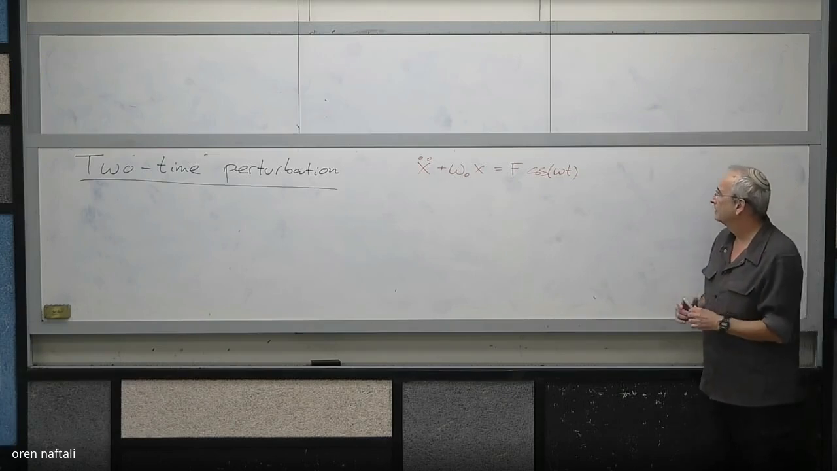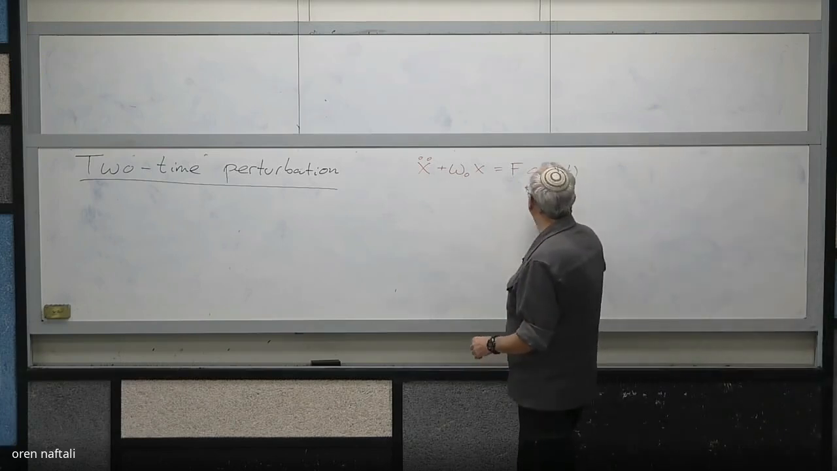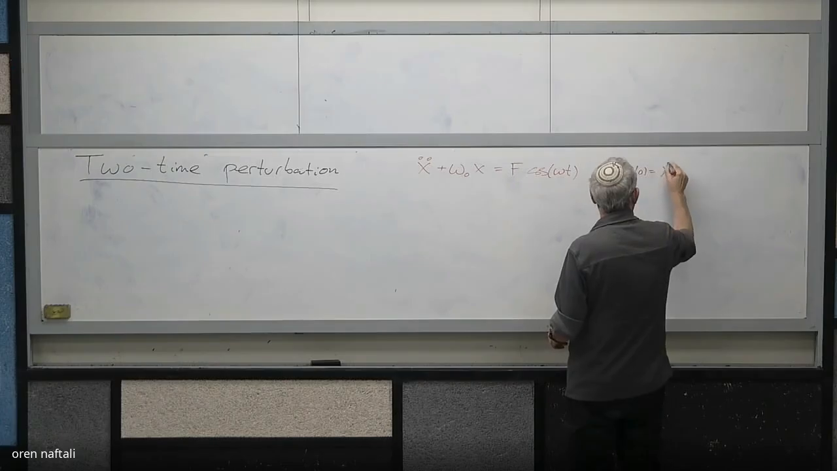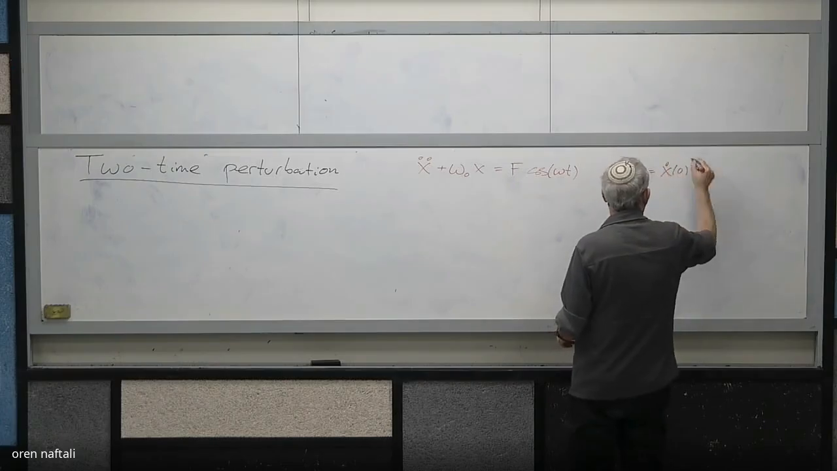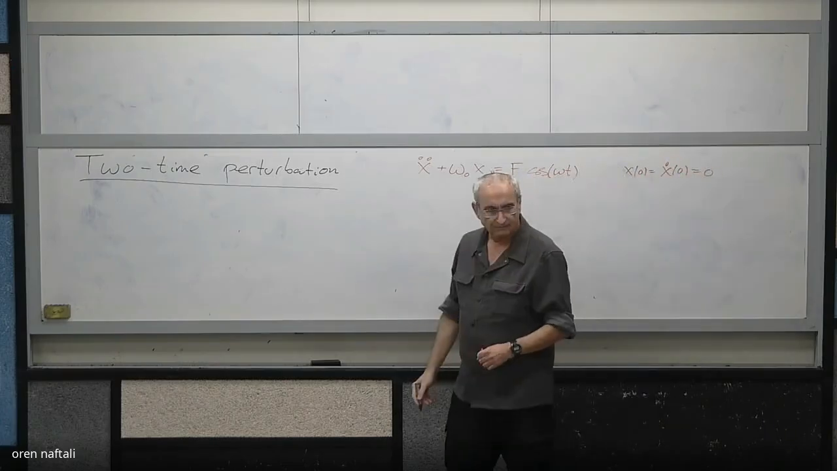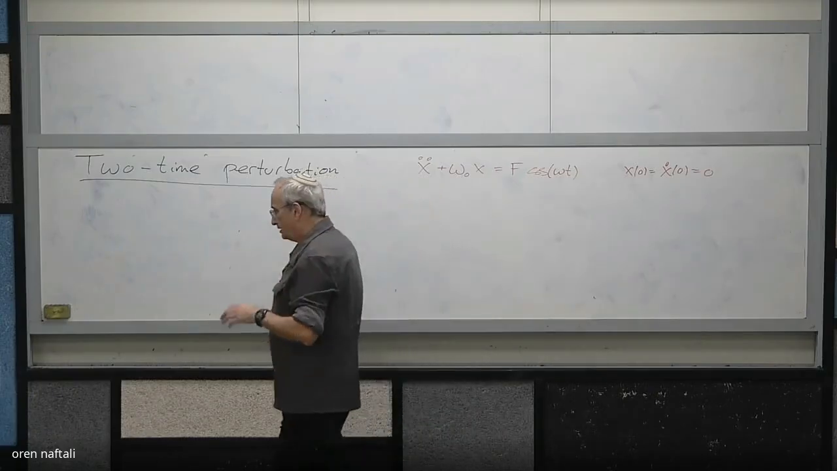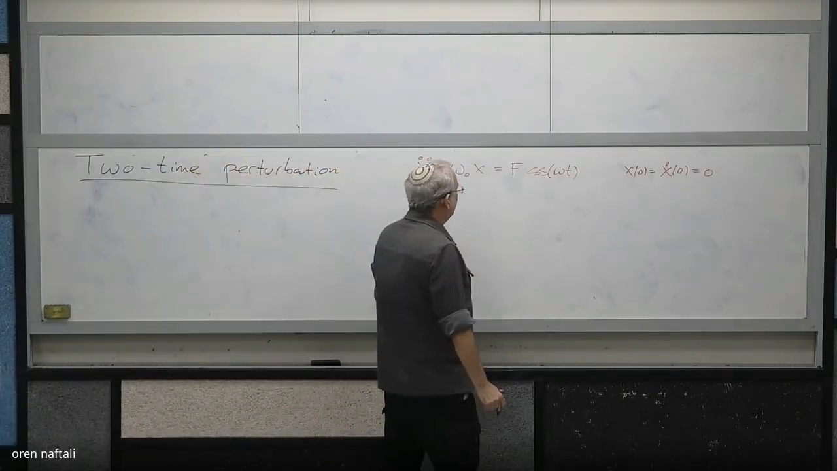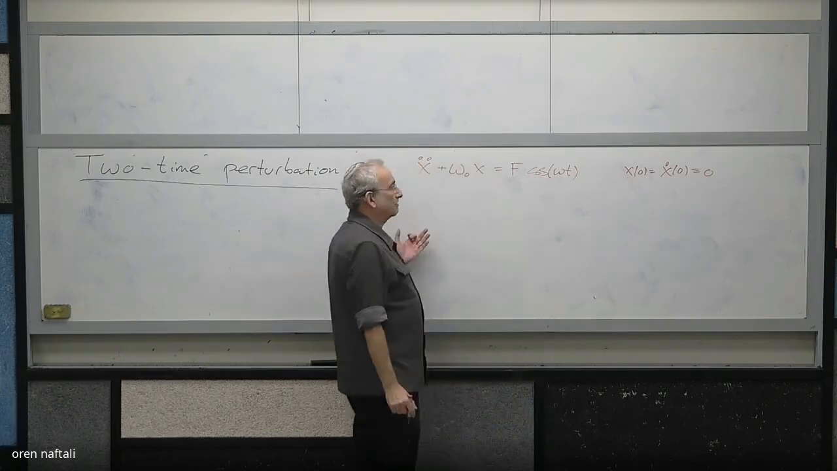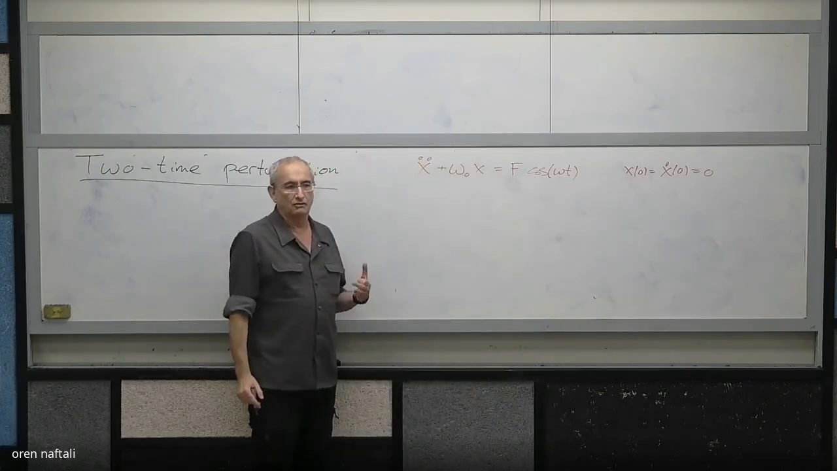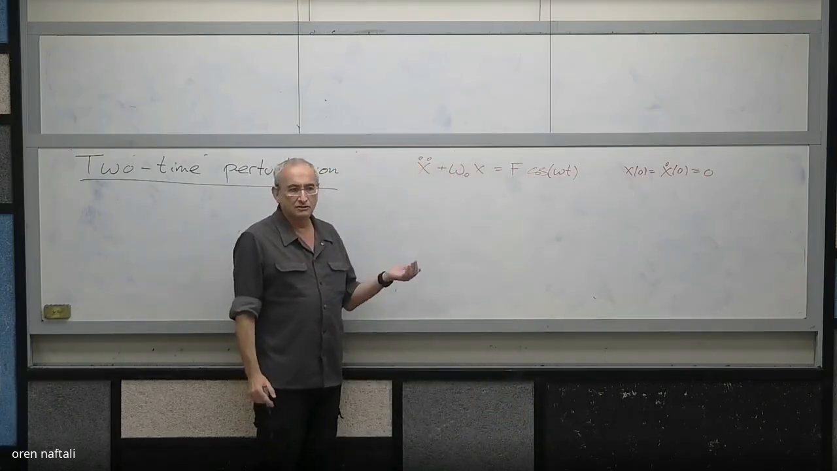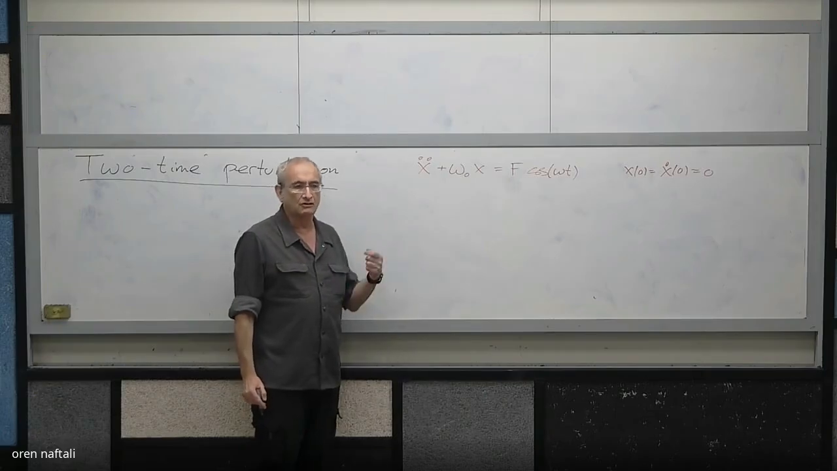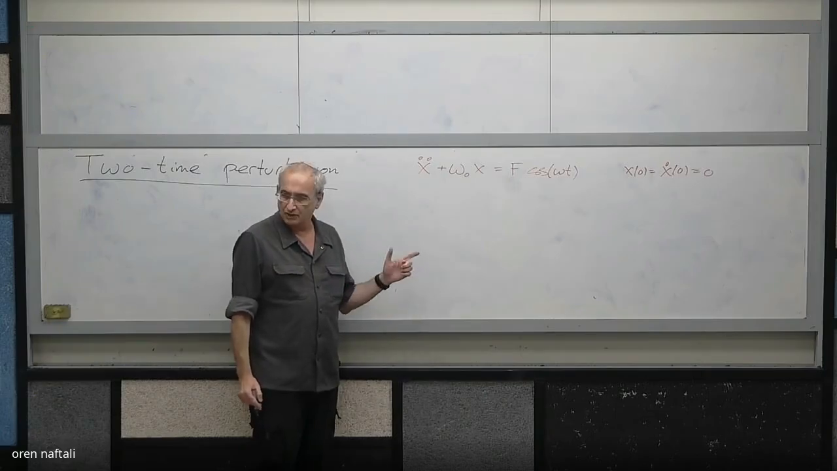Okay. So we have to solve this equation. Let's say that x of 0 equals x dot of 0 equals 0. That's the initial conditions. Okay. What are we going to do? So first of all, we know that the solution is a combination of the solution of the homogeneous equation plus a particular solution of the inhomogeneous equation, right?